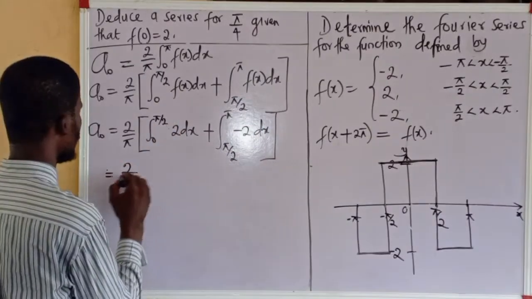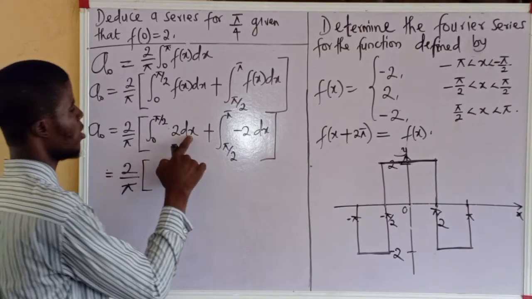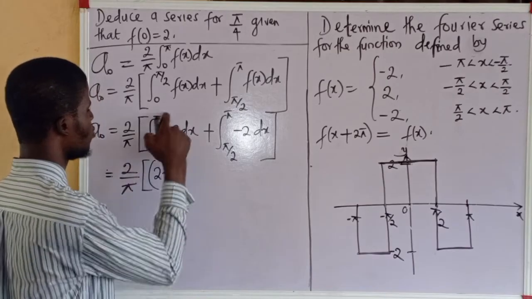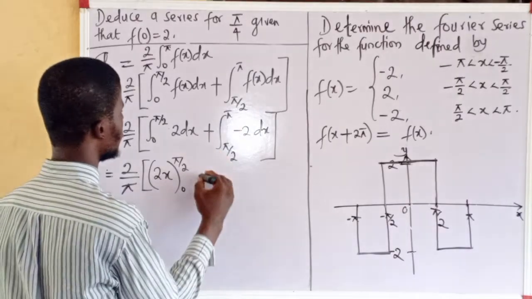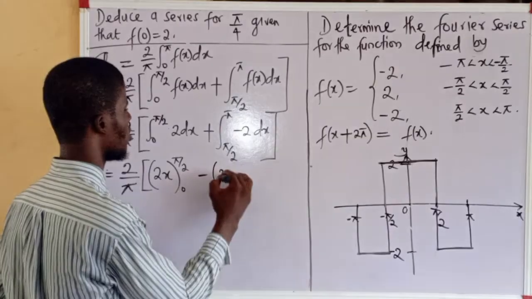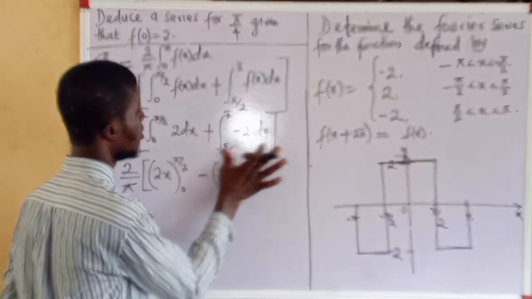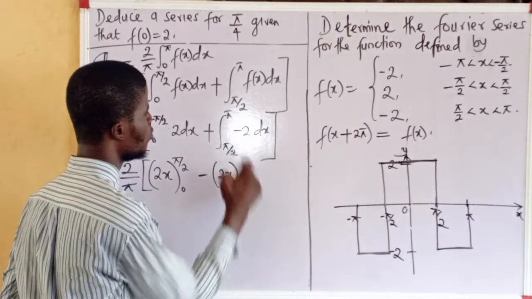So we have 2 over pi into the integral of 2 dx, which is 2x. We are integrating from 0 to pi over 2. This minus can come out. The integral of 2 dx is still 2x, but the integration is from pi over 2 to pi.